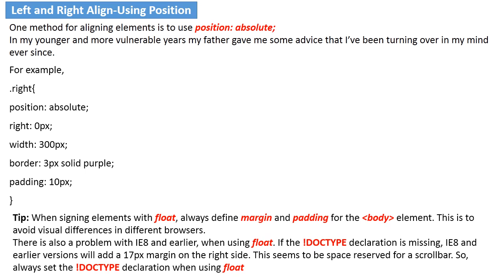I want you to take note of this tip. When aligning elements with floats, always define margin and padding for the body element. This is to avoid visual differences in different browsers. There is also a problem with Internet Explorer 8 and earlier when using floats. If the doctype declaration is missing, Internet Explorer 8 and earlier versions will add a 17 pixel margin on the right side. This seems to be space reserved for a scroll bar. So always set the doctype declaration when using floats.